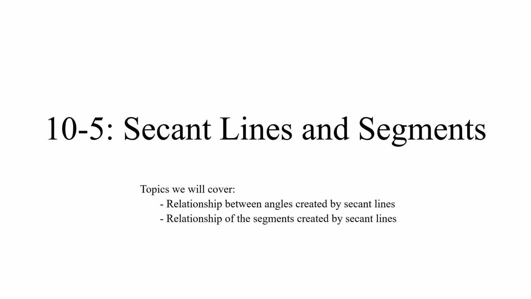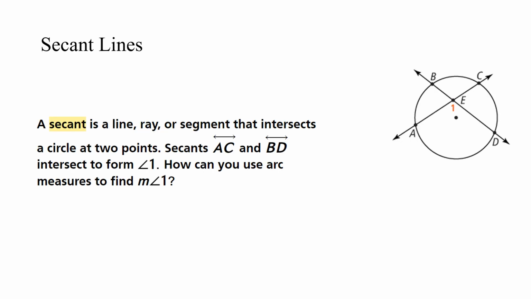This is going to be our last lesson on circles, secant lines, and segments. On the circle on the right, notice that line AC as well as line BD are crossing the circle in 2 points: points B and D for line BD, and points A and C for line AC. We call those two lines secant lines.